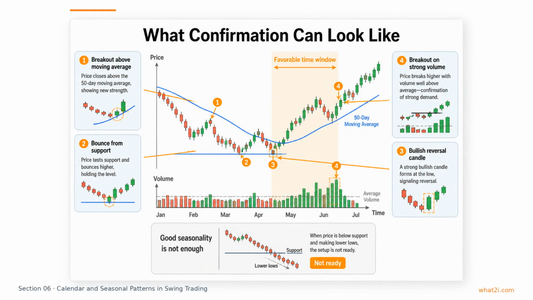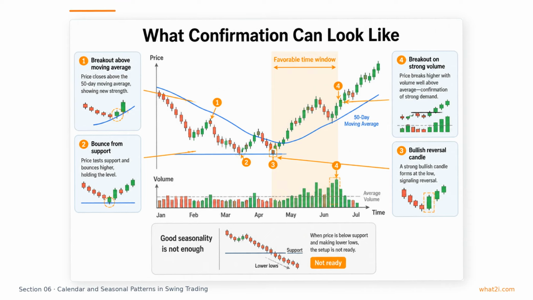Once you have a favorable time window, you still need technical confirmation. That confirmation might be a breakout above a moving average, a bounce from support, a bullish reversal candle, or a breakout accompanied by strong volume. Each of those signals tells you that buyers are actually stepping in now, not just that the seasonality looked promising on paper. Without that kind of trigger, a pattern remains an idea rather than a trade. This is especially important because many seasonal setups arrive while the chart is still weak or undecided. Waiting for confirmation keeps you from buying too early just because the calendar says you should. The best use of seasonality is to focus your attention until the chart agrees.